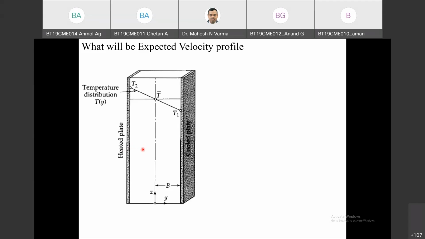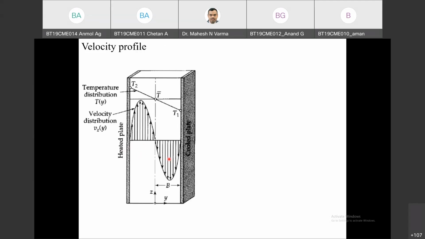There will also lie a 0 point in the middle, sir. Yes. Why? Because here I will have negative velocity, here I will have positive velocity. So somewhere there will be 0 velocity. This is what the expected velocity profile is.